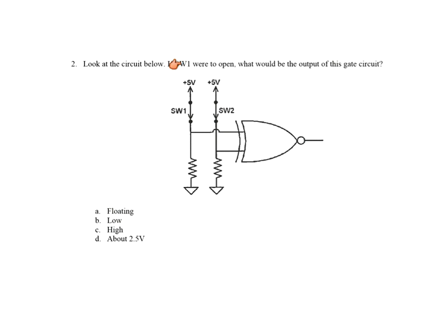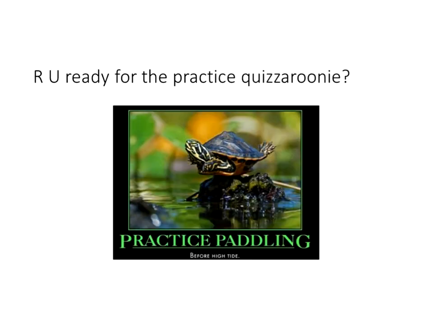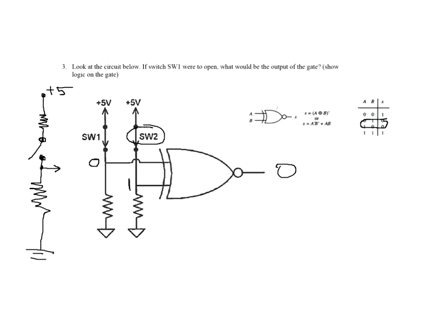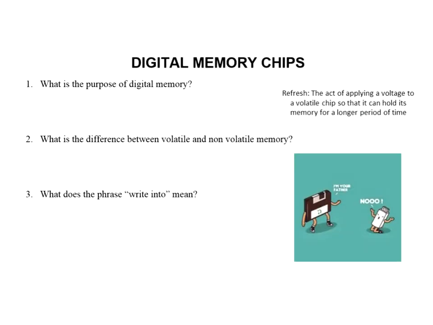If switch 1 were to open, what would be the output of this gate? Well, what is this? This is an exclusive NOR, right? What can you tell me about the exclusive NOR? Do you remember that? The only time I'm going to get a high out of the exclusive NOR is if they're both the same, so I got to remember that.